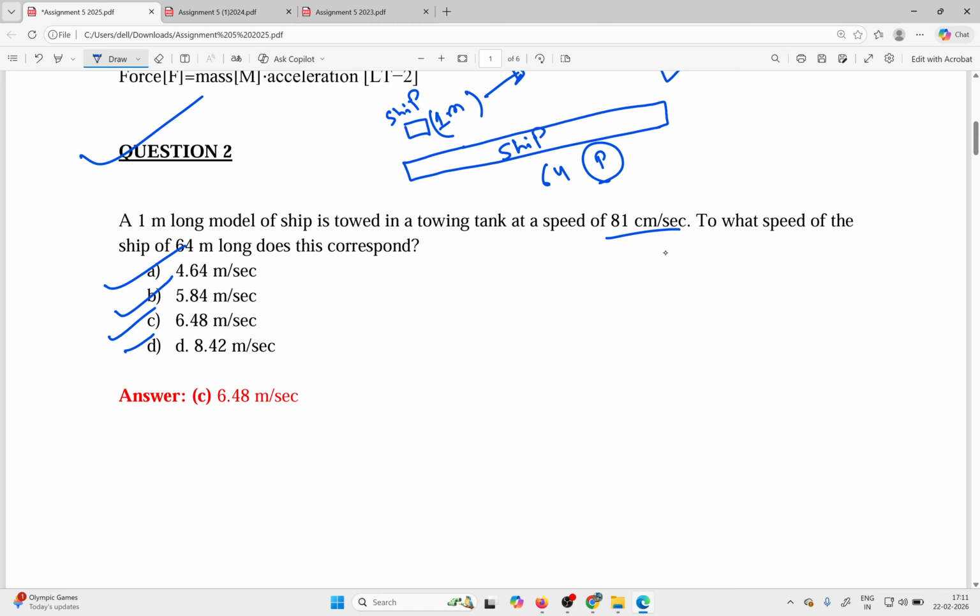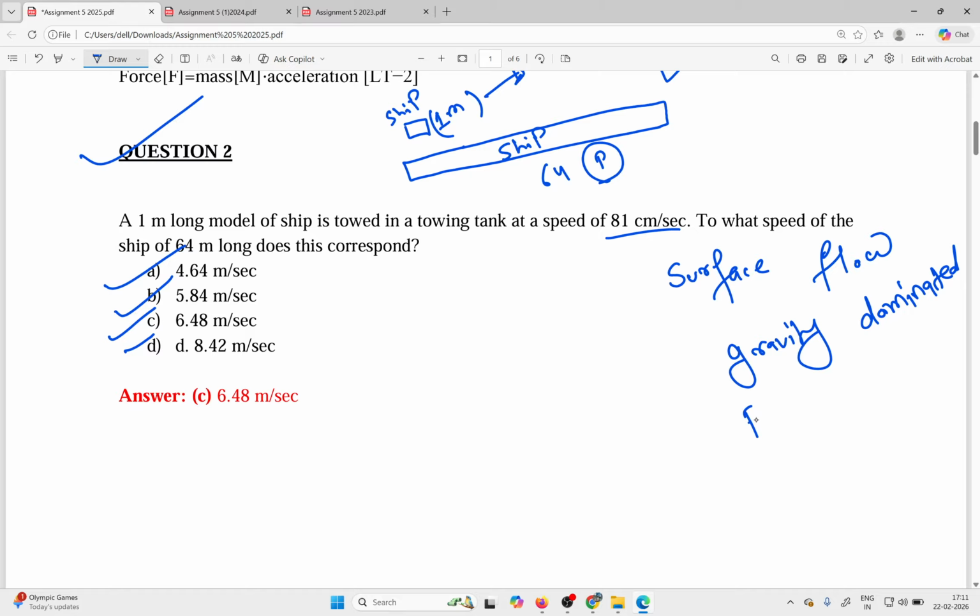Because in surface flow, remember please, surface flow or gravity dominated flow, we need to apply Froude number similarity. Remember please, always Froude number similarity means dynamic similarity. Froude number of your model is equal to Froude number of your prototype. How? So what is the Froude number?